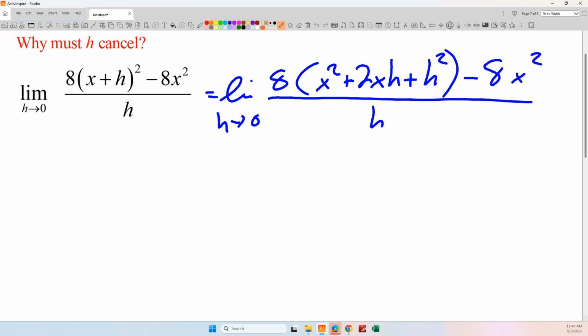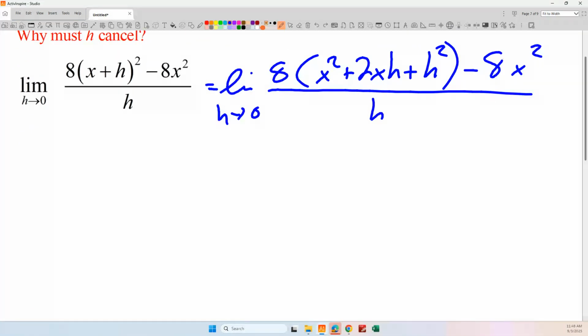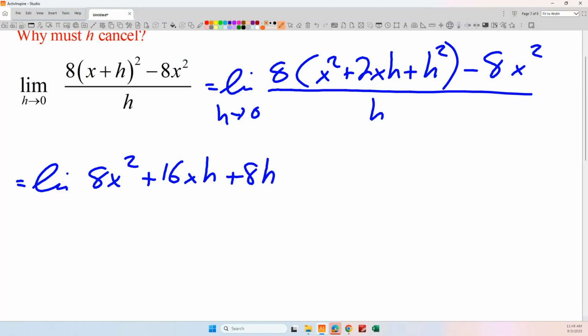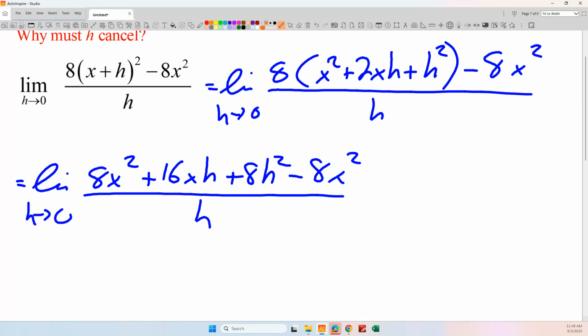Okay. So now what's next? Distribute the 8, so I'm going to get 8x squared plus 16xh plus 8h squared minus 8x squared. And what happens here that's meaningful? There you go. All the naked terms go away. The ones that don't have any h's attached to them are gone.